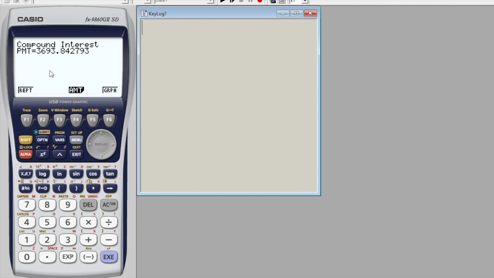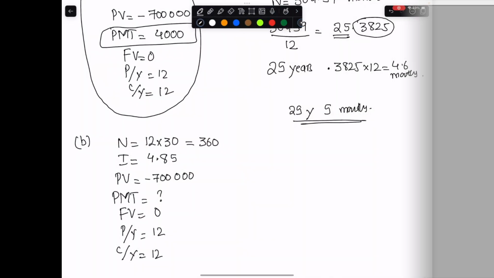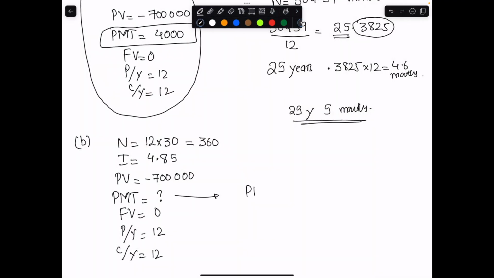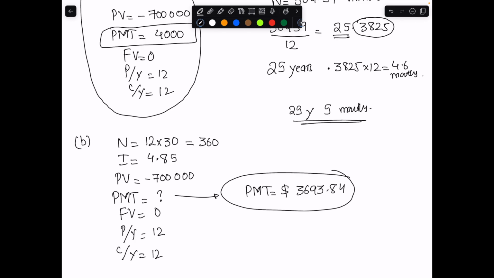So in order for her investment to last 30 years, she can only withdraw $3,693.84 every month. As found from the calculator, her PMT is basically $3,693.84, and this is positive. Why? Because this is what she gets. So she can withdraw $3,693.84 if she wants her investment to last 30 years.